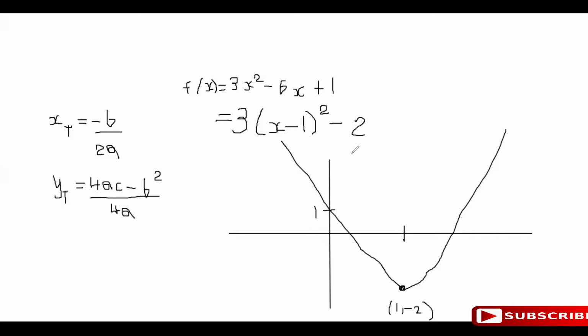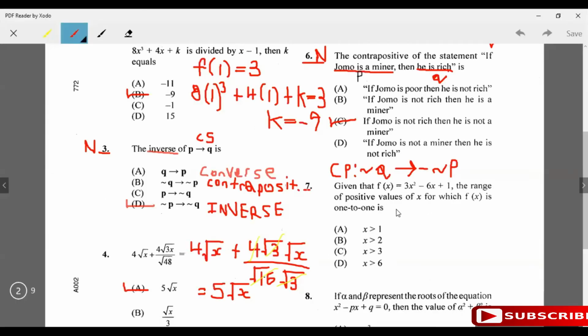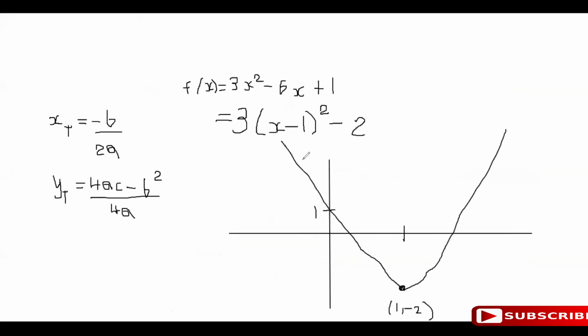Now, what I'm trying to do from this now, let's go to the question. The question says the range of positive values of x that will make the function 1-to-1. In order to make the function 1-to-1, this function that we have right here is, this function is what? This function is many to 1. So we need to make it be 1-to-1. So look how we're going to make it 1-to-1. We're going to remove this side from it.